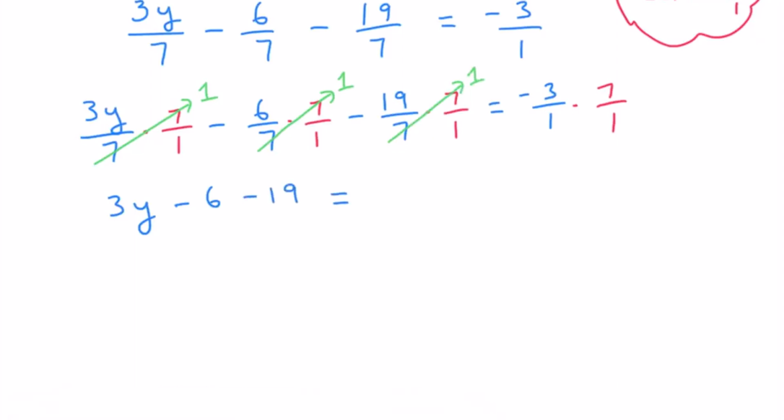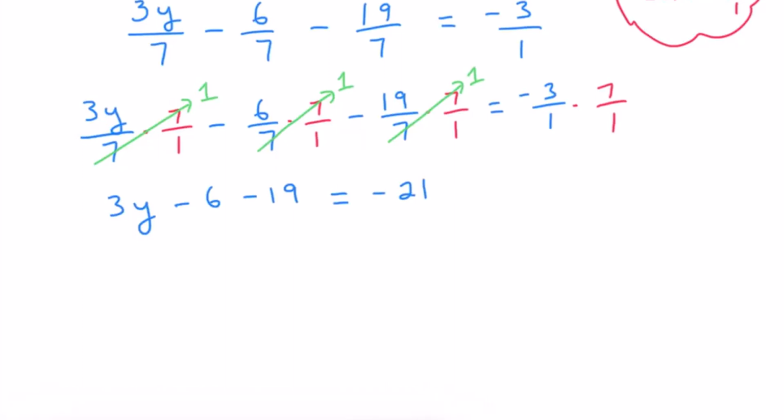Is equal to. And then on the right side, there's nothing to cancel out. So negative 3 times 7, so that is negative 21 over 1, which is negative 21. So all the fractions should be gone. So let's simplify each side separately.